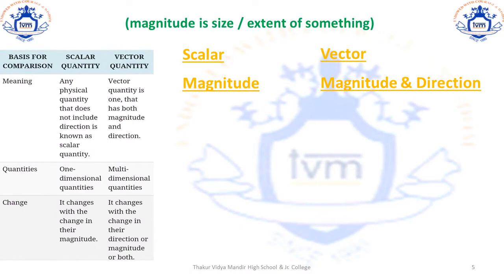Let's learn about the difference between scalar and vector quantities. Now scalar quantities only require magnitude. Magnitude is basically the size or extent of something, basically a numerical value of something. While vector quantities require magnitude, that is the numerical value, and for the magnitude to move in a certain direction, which indicates that they will travel in a certain direction, north, east, west, south.